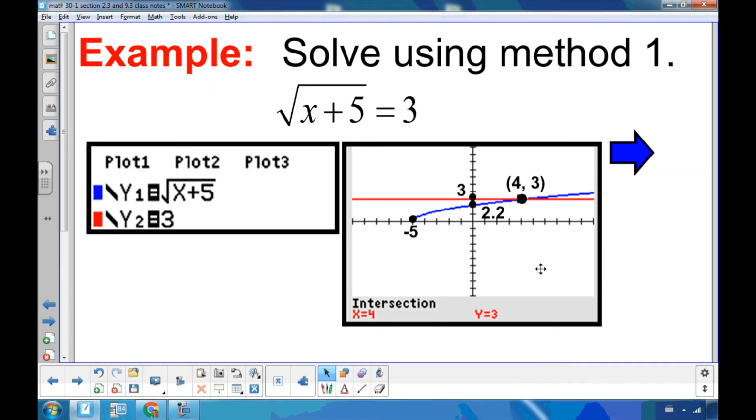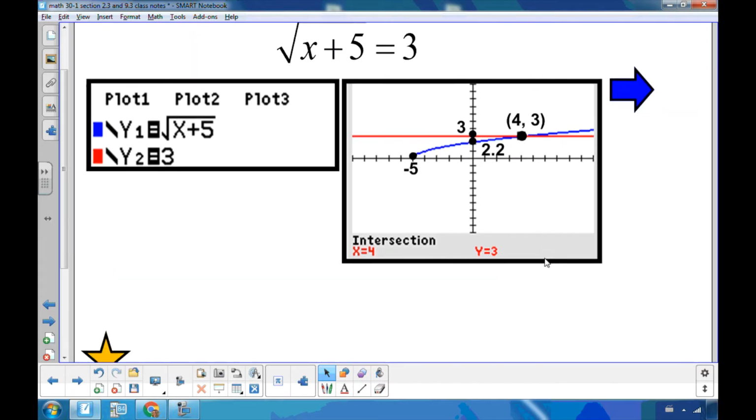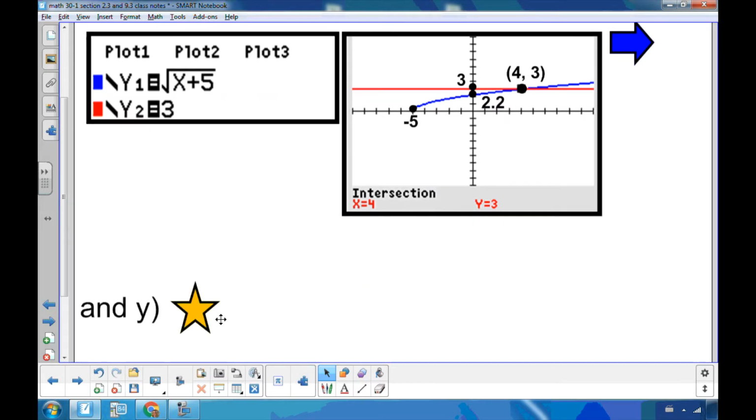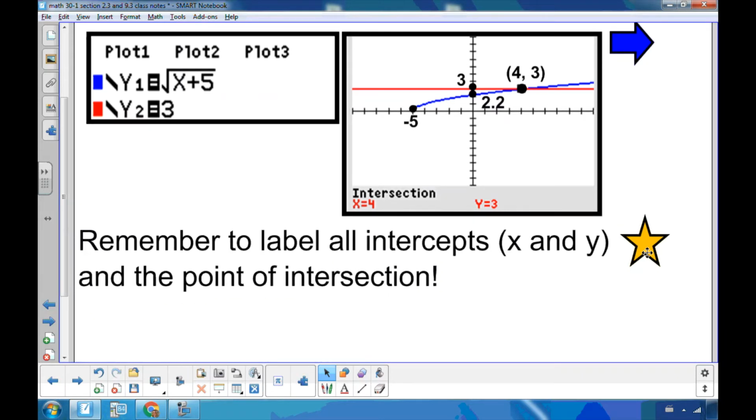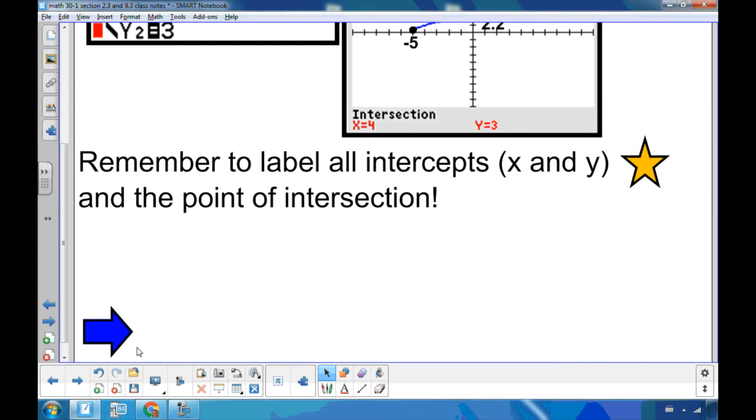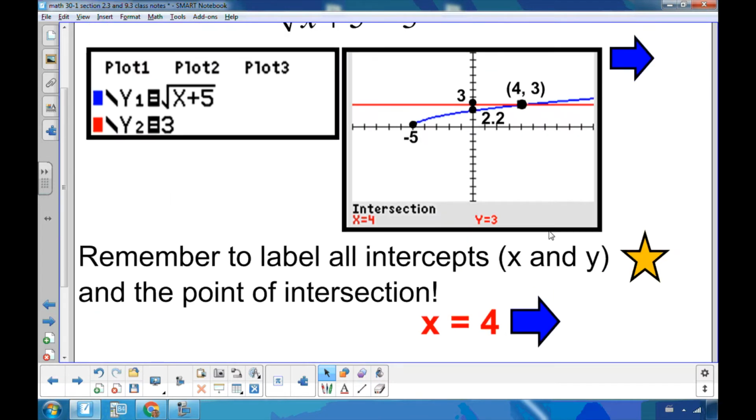Now I want to mention that if you're solving something graphically, we want to include a labeled sketch. By that I mean I want to see my x and y intercepts and any points of intersection, everything clearly labeled. Now that I've done that, I can see the solution is the point of intersection. I'm only looking at the x value. So all I have left to do is state my solution, which is x equal to 4, the x coordinate of the point of intersection.